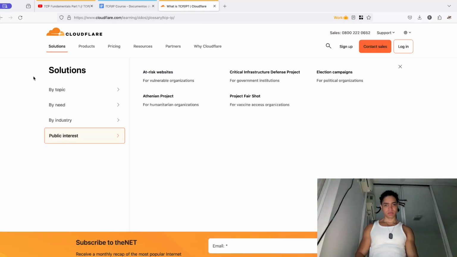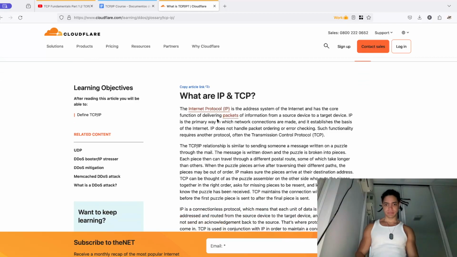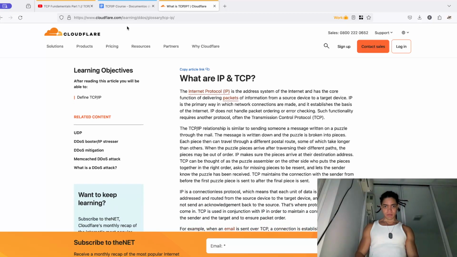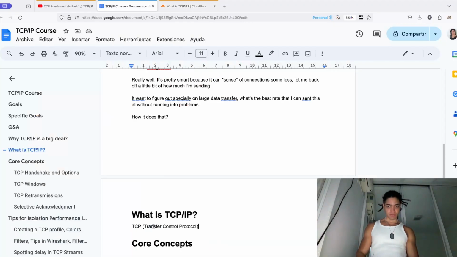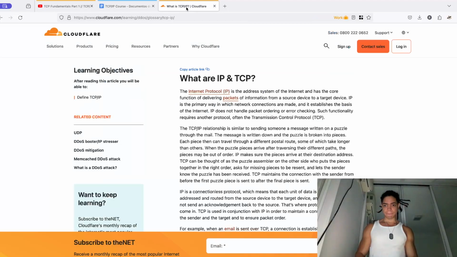Oh, I get it. So this is the transmission, not transfer. It's transmission control protocol. So yeah, this is the Transmission Control Protocol.